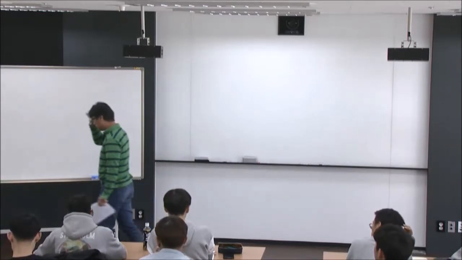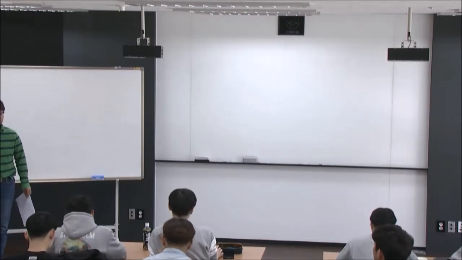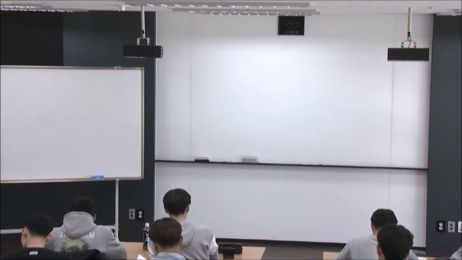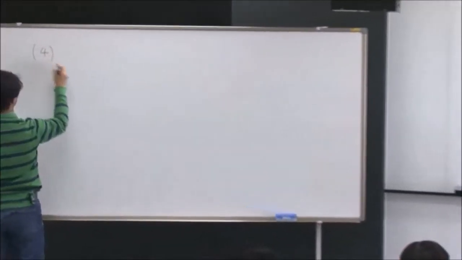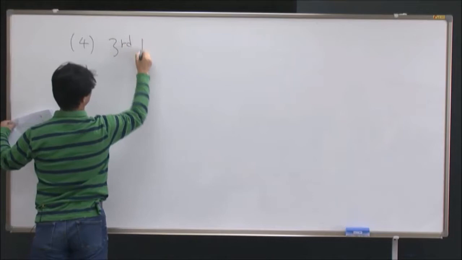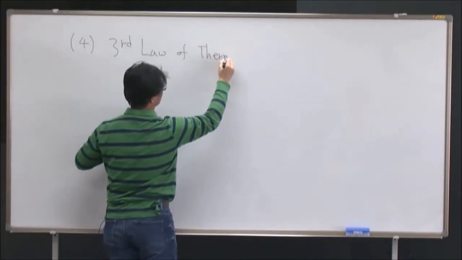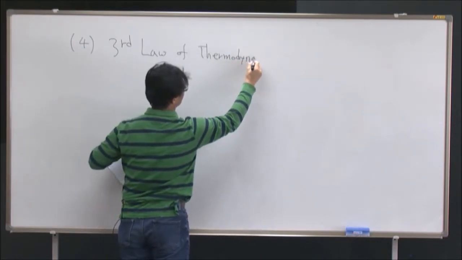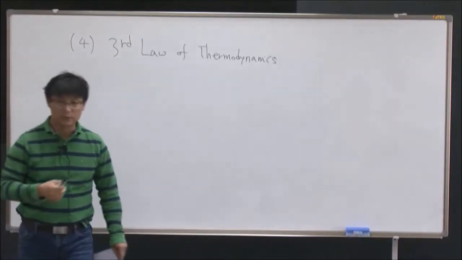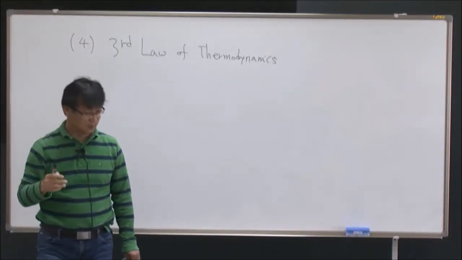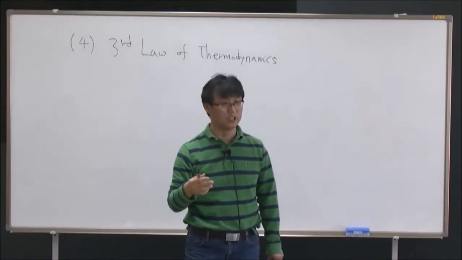Okay, so before we go to the Gibbs energy function, let's now learn the third law of thermodynamics. Okay? So this is probably number 4. It's related to the entropy. So entropy, we said that entropy is irreversibility, degree of the irreversibility.